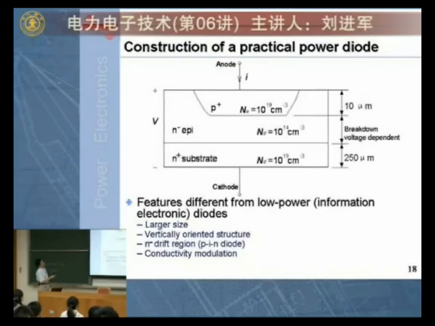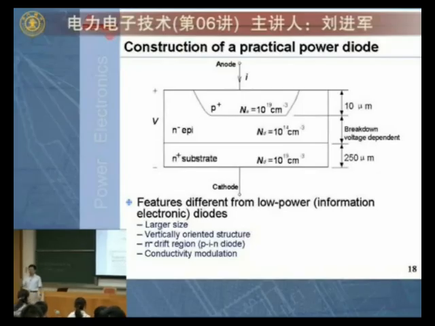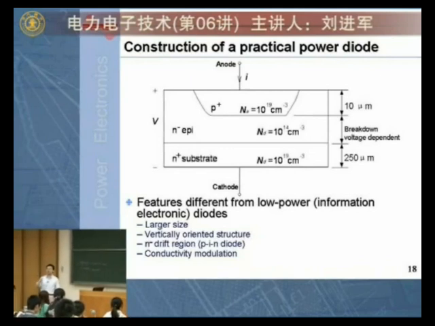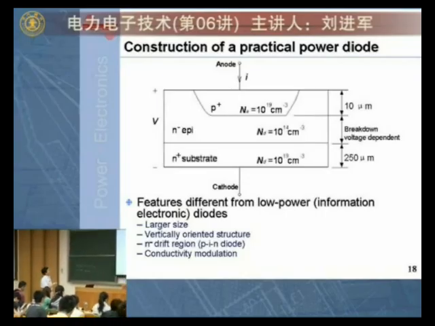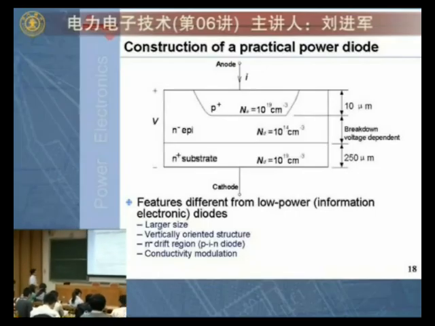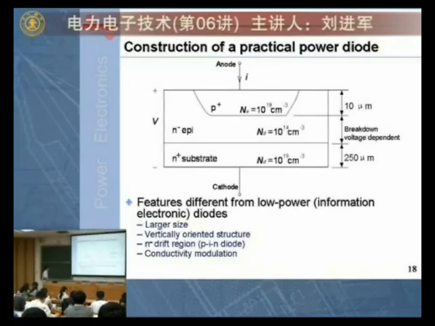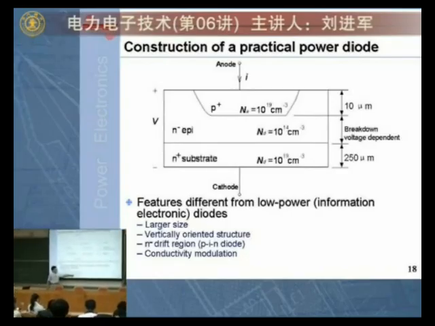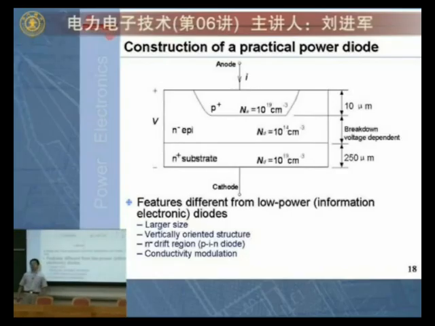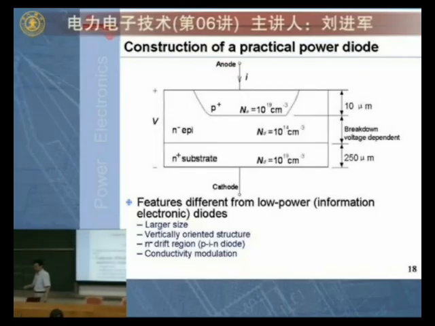in a power diode, it is not just two layers. In an information electronic diode, there are two layers, P layer and N layer. Now we have three layers: P, this is the intrinsic layer, and N. This intrinsic, we take the initial character, therefore we call this structure P intrinsic N, PIN diode. Okay, so this is why it's called PIN.